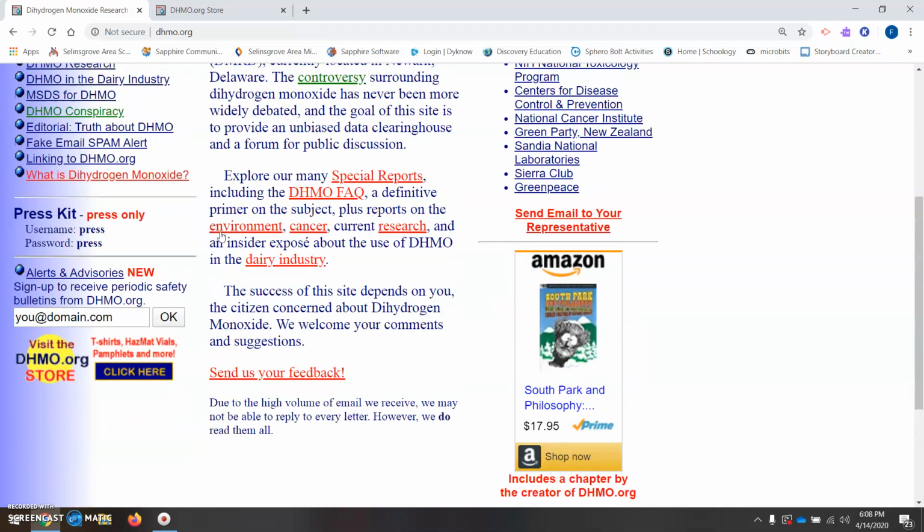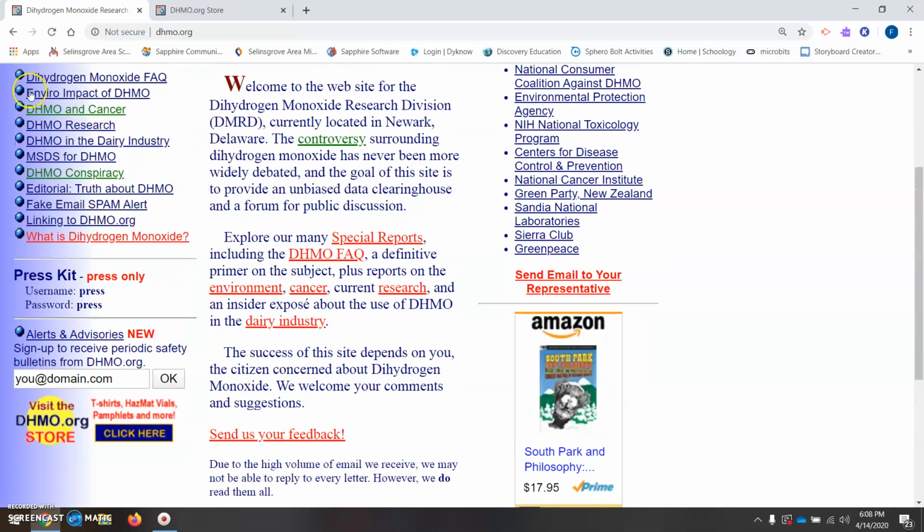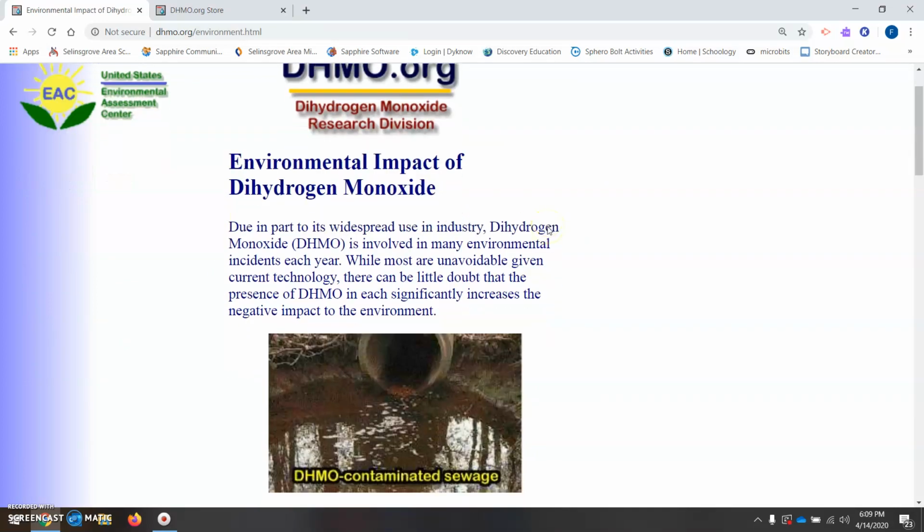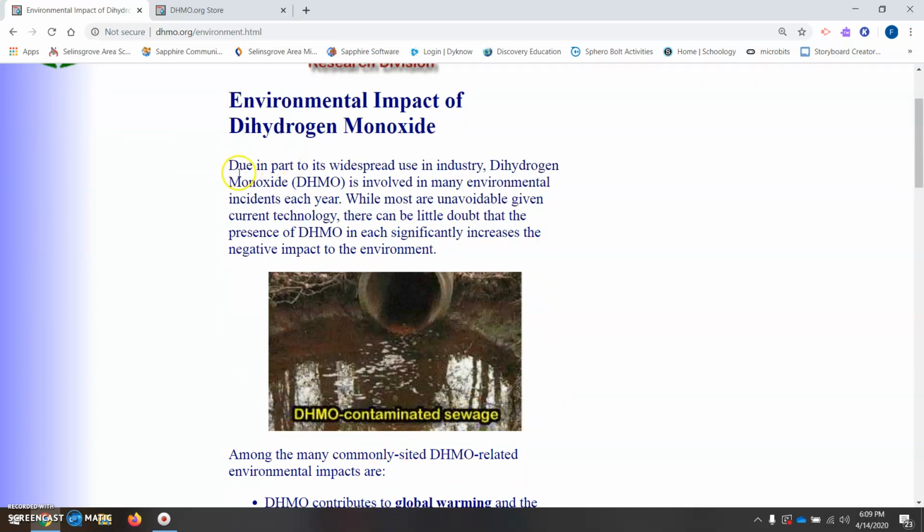Okay, let's take a look at this one other thing here. I want to take a look at this environmental impact of DHMO. Let's see what happens here. All right, here it says the environmental impact of dihydrogen monoxide. Due in part to its widespread use in industry, dihydrogen monoxide is involved in many environmental incidents each year. While most are unavoidable given current technology, there can be little doubt that the presence of DHMO in each significantly increases the negative impact to the environment.